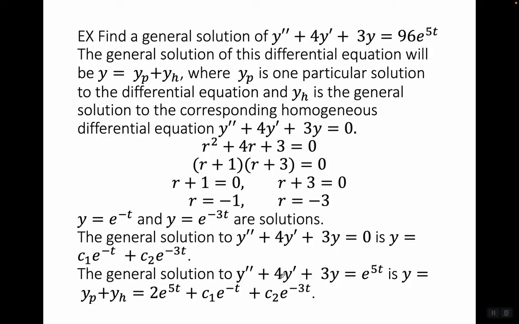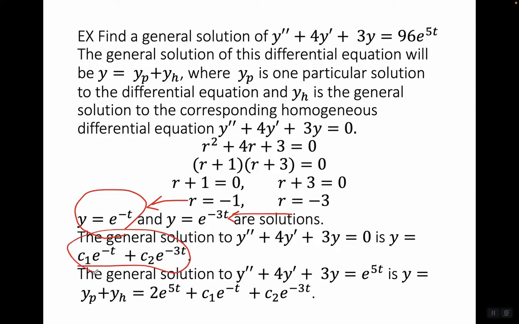We've seen how to solve something like this. You get r squared plus 4r plus 3 equals 0. That factors as r plus 1, r plus 3 equals 0. In other words, r plus 1 equals 0 or r plus 3 equals 0. That means r equals negative 1 or r equals negative 3. This implies, as we've seen before, that y equals e to the negative t, that's r equals negative 1, and y equals e to the negative 3t, that corresponds to r equals negative 3, are solutions. So the general solution to this homogeneous equation is any linear combination of those. It's going to be y equals c1 e to the negative t plus c2 e to the negative 3t.